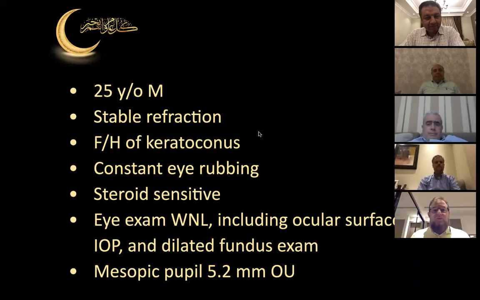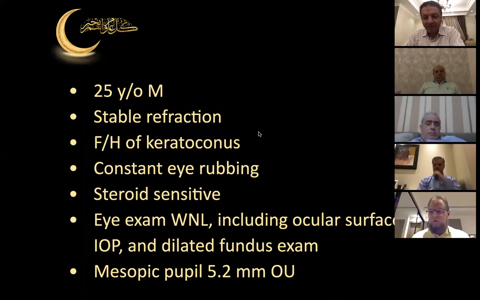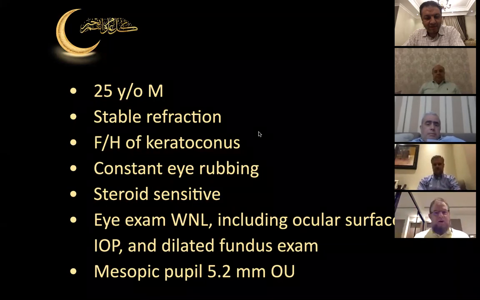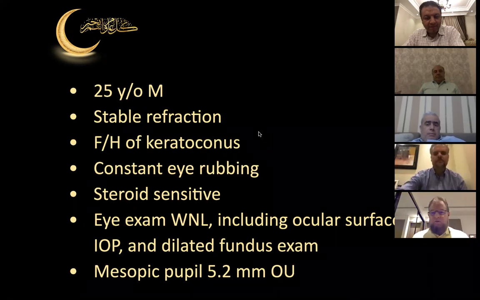25-year-old male, stable refraction, family history of keratoconus. There is family history of keratoconus. The patient has constant eye rubbing, and is steroid sensitive. Because of the eye rubbing he was given topical steroids, and he developed high pressure. And then the doctor told him, don't take steroids anymore because you have sensitivity. However, eye exam is within normal limits, including ocular surface, IOP, and dilated fundus exam. Mesopic pupil is 5.2.